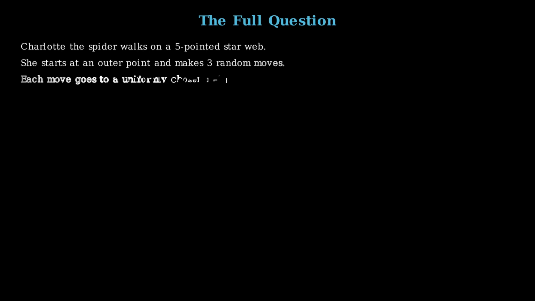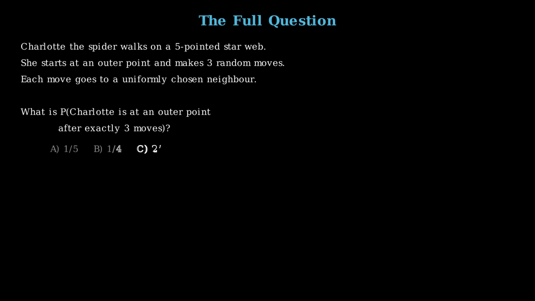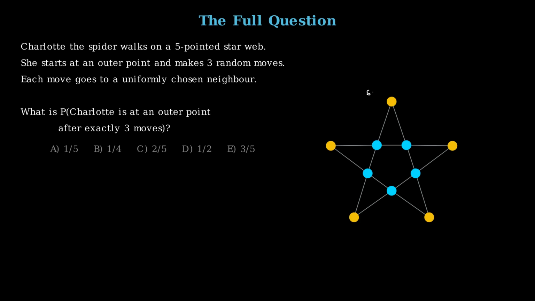Here is the full question. Charlotte starts at an outer point and makes 3 random moves. What is the probability she is at an outer point after exactly 3 moves? The answer choices are A. 1/5, B. 1/4, C. 2/5, D. 1/2, E. 3/5. Let's solve this step by step.